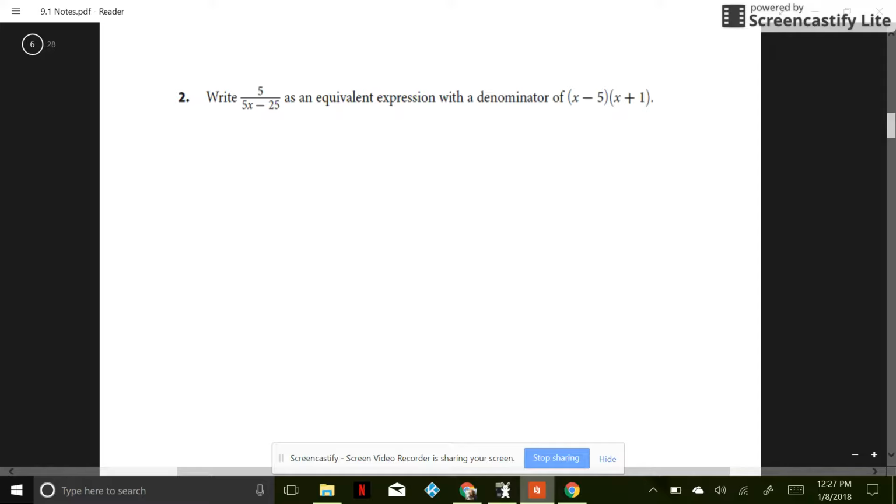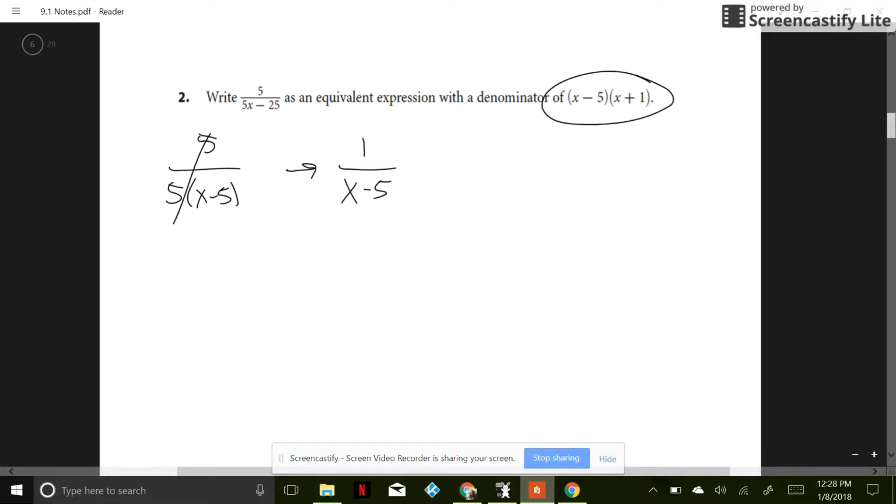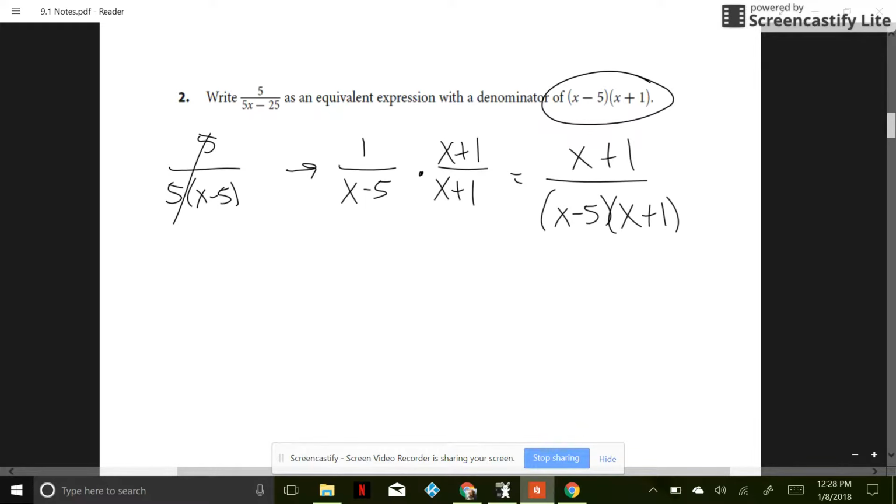We want to rewrite 5 over 5x minus 25 as an equivalent expression with a denominator of x minus 5, x plus 1. Right now, we can simplify already a little bit. We can factor a 5 out of the denominator. So those 5s will cancel out. We're left with 1 over x minus 5. Since this is what we want in our denominator, we'll need to multiply by something equivalent to 1, that will have a value of x plus 1, to get it into our denominator. This will give us x plus 1 over x minus 5 times x plus 1.